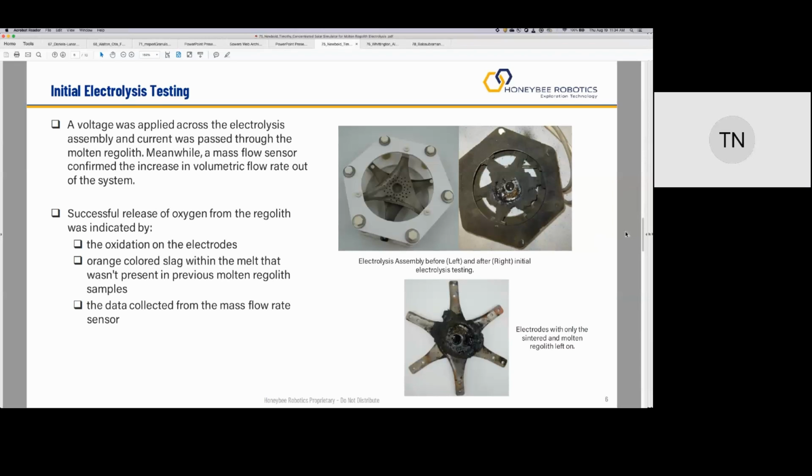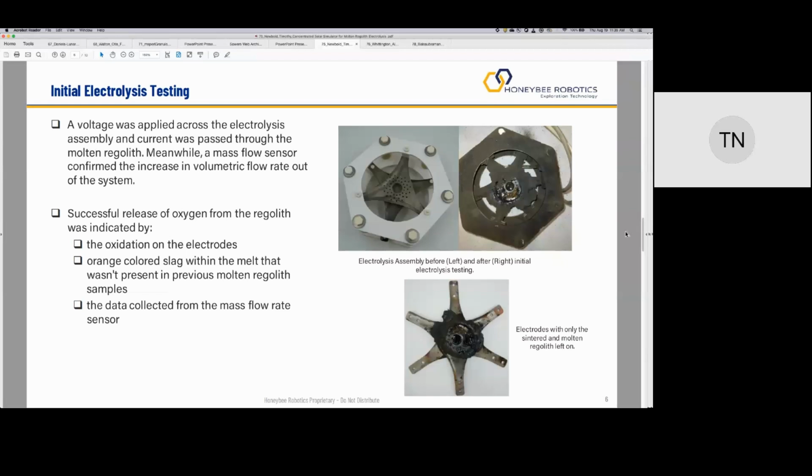There are a few points that we wanted to bring out that we feel highlight that oxygen was in fact released from the regolith. The first being the oxidation on the electrode tips. So this was left pre-buried in the regolith and allowed to cool under vacuum. So we assume that no or minimal outside oxygen would be present at these electrodes unless it was being released from the regolith at elevated temperatures.